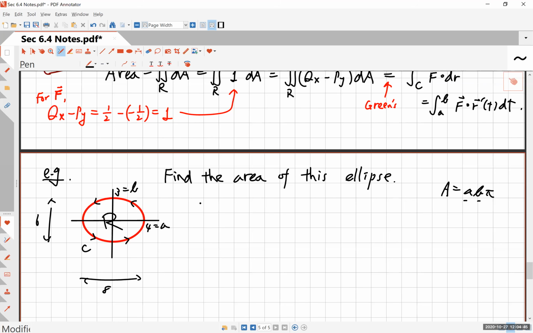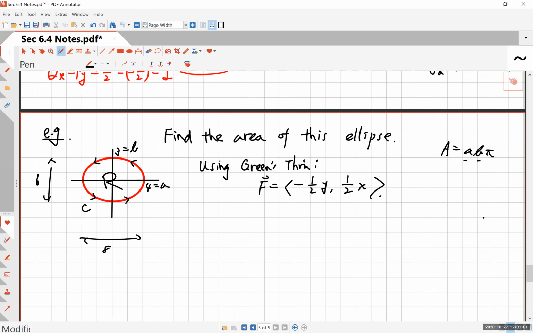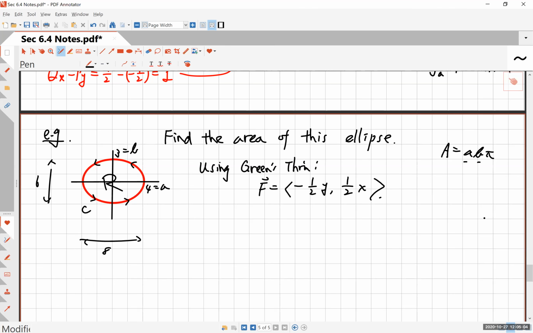But using this application of Green's theorem, this is what you can do. Remember, F, in this case, we define this to be negative 1/2 y and 1/2 x. This is the standard vector field in order to calculate the area using Green's theorem. All right. Now, you remember how you parameterize C? Well, C, you can parameterize as r(t), in this case, 4 cosine t, 3 sine t, as t goes from 0 to 2 pi, right?